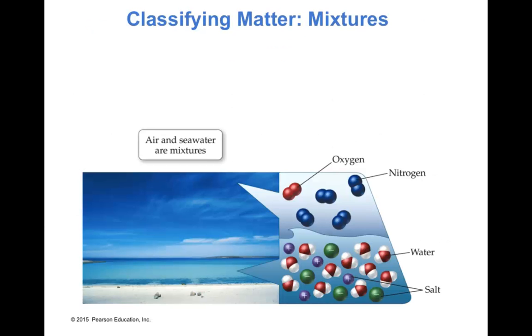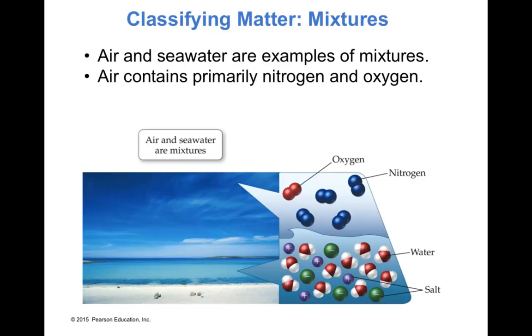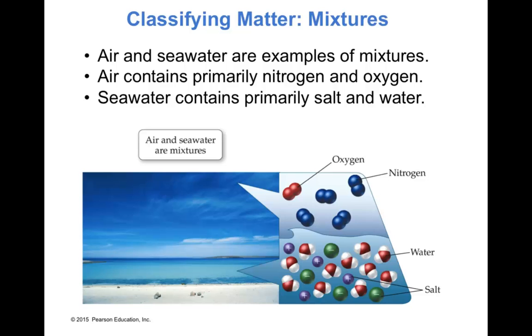Let's see the following examples of mixtures. Air and seawater are examples of mixtures. Air contains primarily nitrogen and oxygen, as we can see here in this figure. This is basically the composition of the air. Those are the most important, and the ones with the most presence in the air are nitrogen and oxygen. And seawater contains primarily salt and water.